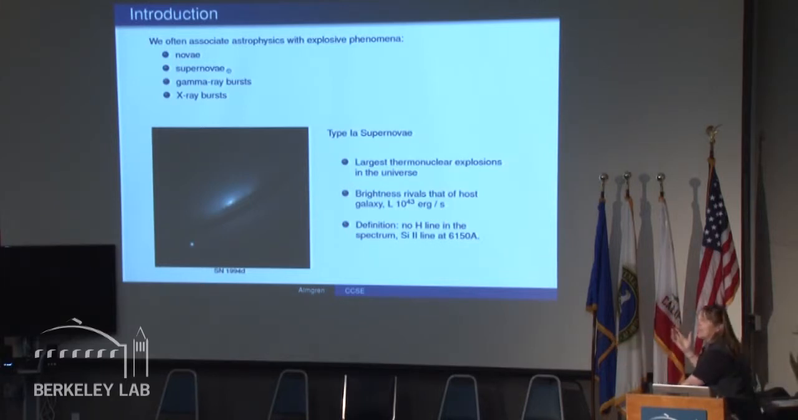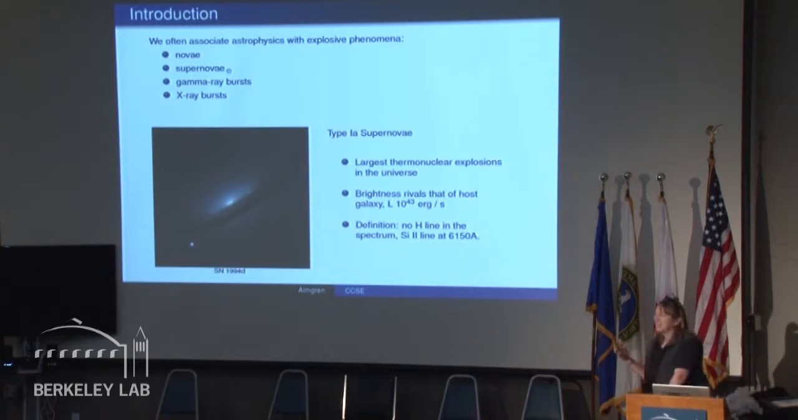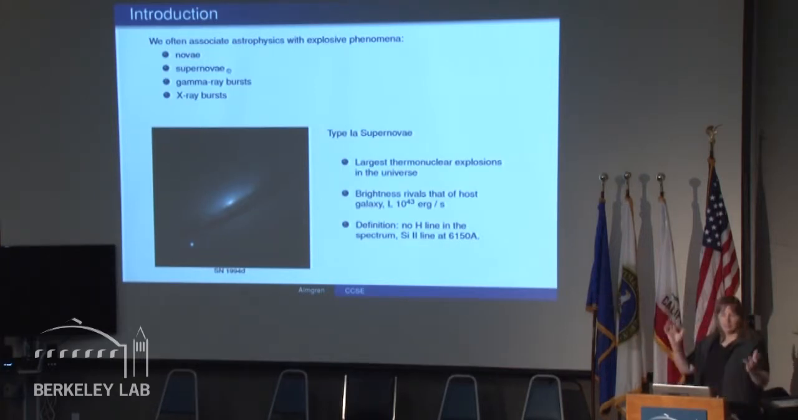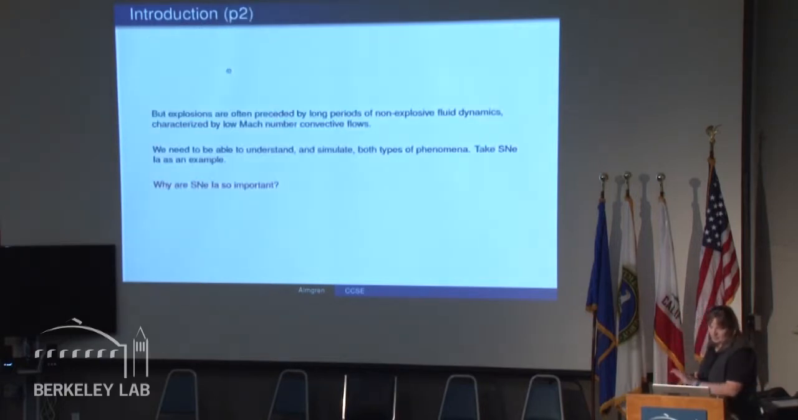And the first question I asked, of course, when someone said type 1a, was, why is it a type 1? Why is it a type A? Being a type 1 says there's no hydrogen line in the spectrum. The 1a has to do with the silicon 2 line. Okay, so that is the thing that we want to model.